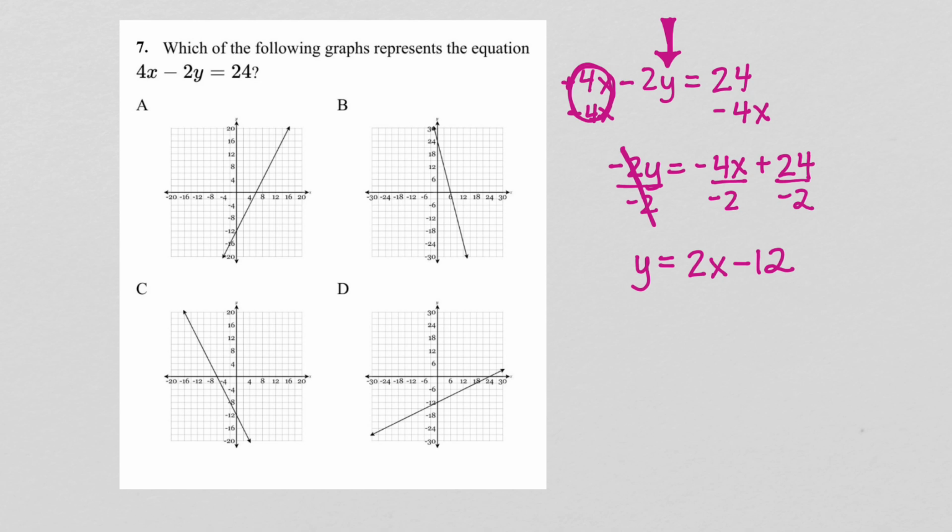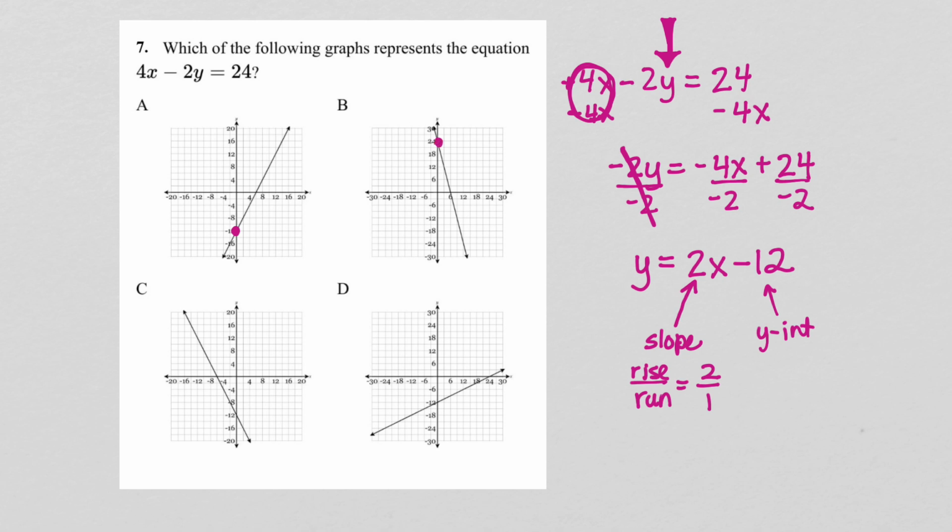matches it. Okay, so if you remember from our last lesson, this number in front of x is the slope. So that means that we have a rise over run that is 2 over 1. And this number at the end of the equation is our y-intercept. So what I want to do is I'm going to start out by figuring out which of these graphs has a y-intercept of negative 12. Well, if I look at A, it does cross the y-axis at negative 12. So A could be our answer.